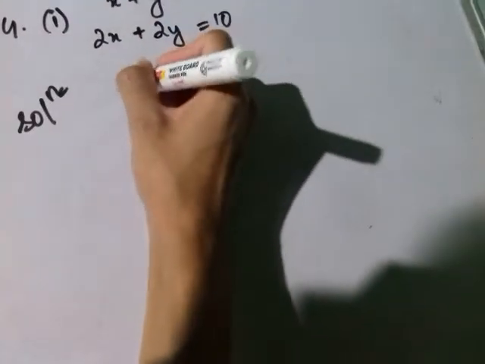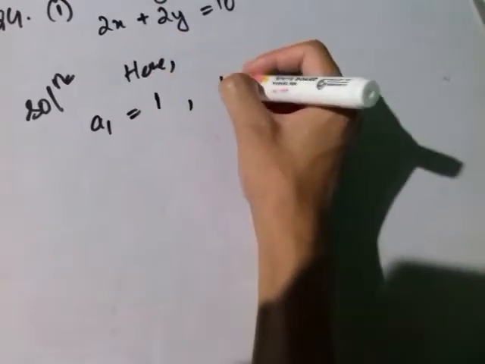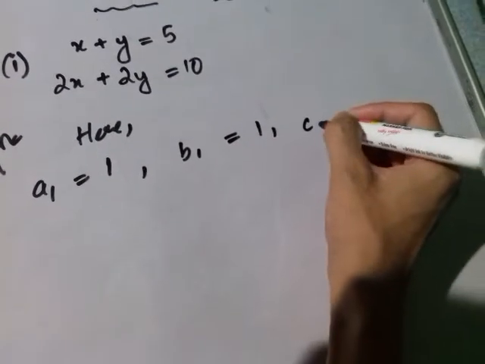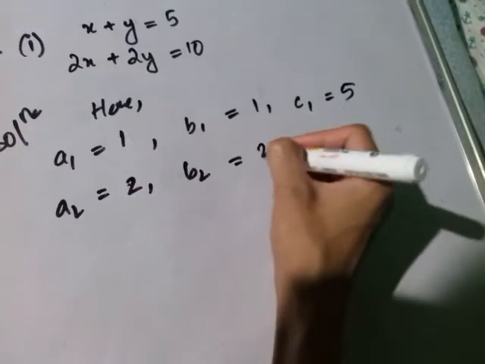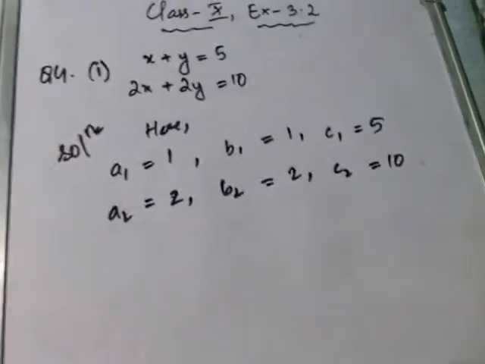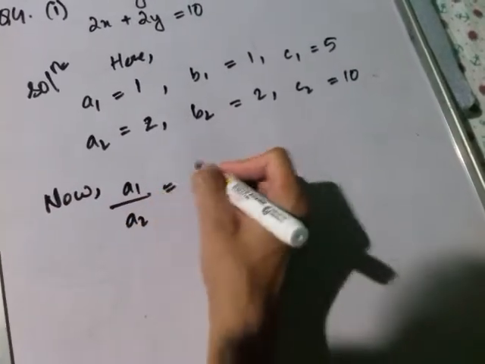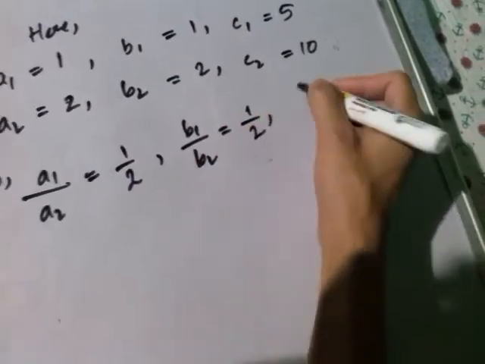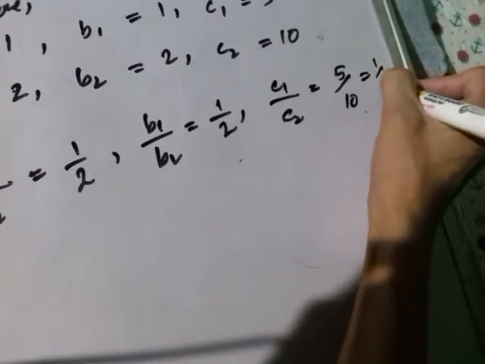So here you will write what? Here a1 equals 1, b1 equals 1, c1 equals 5, a2 equals 2, b2 equals 2, c2 equals 10. Next, a1 by a2, that means 1 by 2. b1 by b2 equals how much? 1 by 2. c1 by c2 equals 5 by 10, that means 1 by 2.